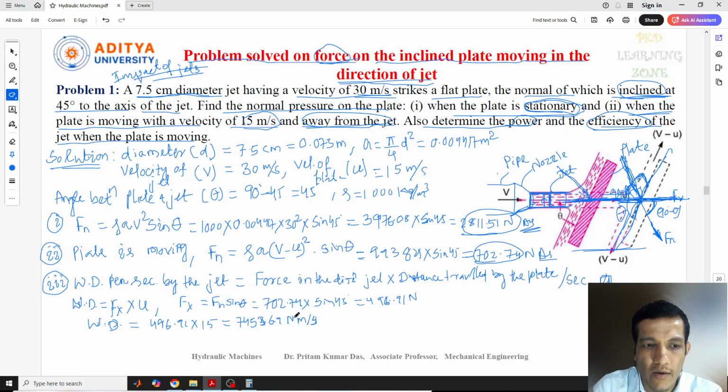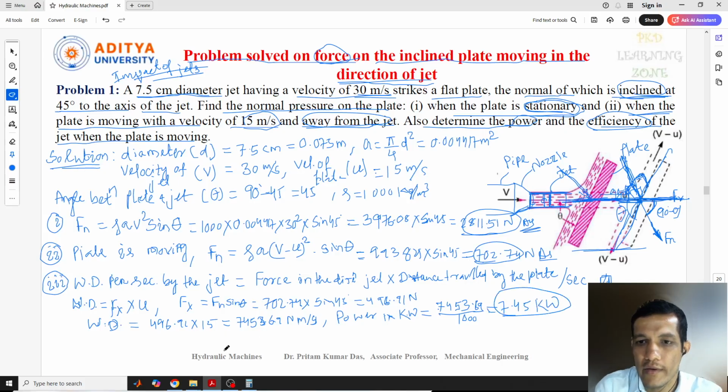So what about the power? Actually I need to find out the power value here. Power in kilowatt, so just divide by 1000. 7453.69 divided by 1000, so we get 7.45 kilowatt. This much power. And finally the last one is nothing but efficiency.